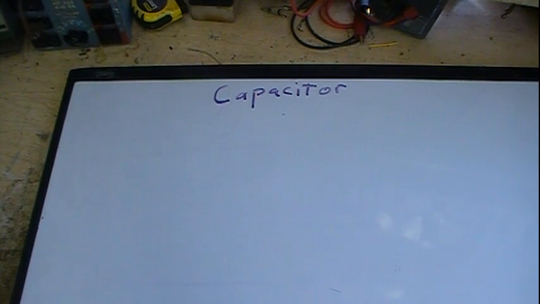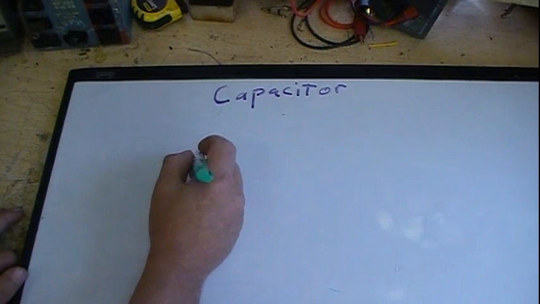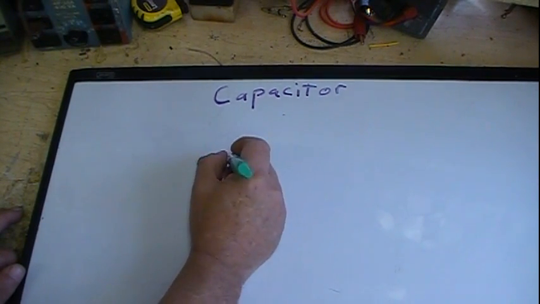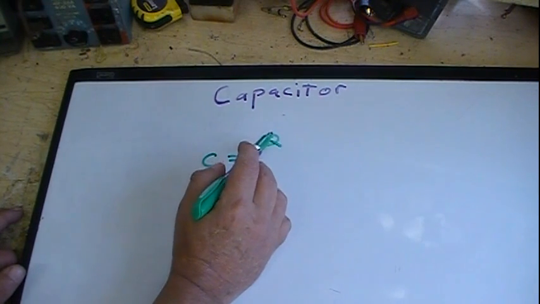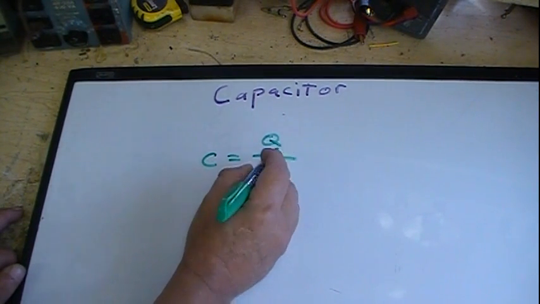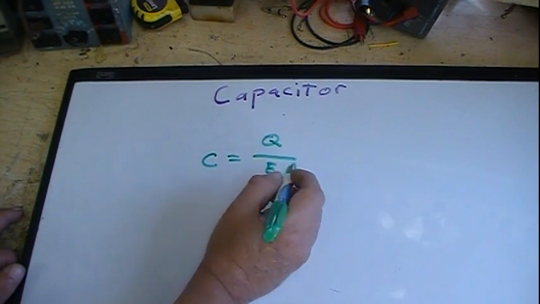We're going to start doing some math, or at least showing some formulas. The first thing we're going to do is show a base theory formula: capacitance equals charge in coulombs, Q, over applied voltage.